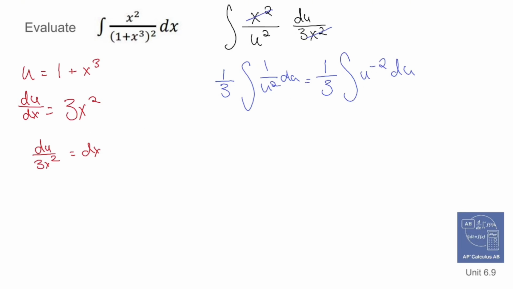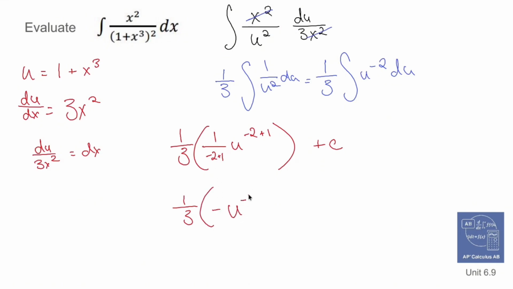So when we integrate that, okay, we have 1/3 lingering, 1 over negative 2 plus 1, u to the negative 2 plus 1. Since this is an indefinite integral, we're going to keep that arbitrary c hanging out there. This becomes 1/3 times 1 over negative 1, so negative u to the negative 1 plus c. All right, so cleaning this up just a teensy bit. We have negative 1/3, and let's drop that u downstairs and make it u to the positive 1, plus c.